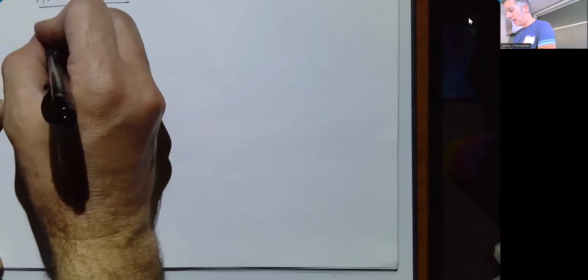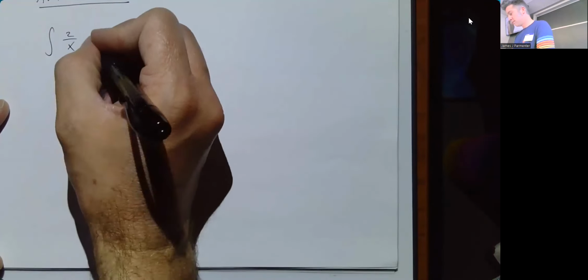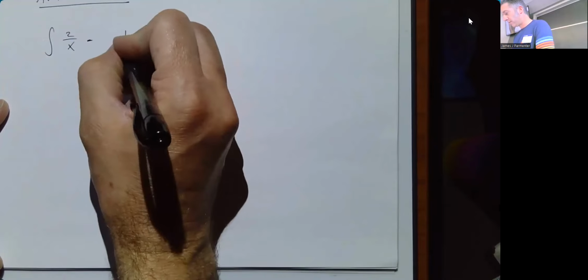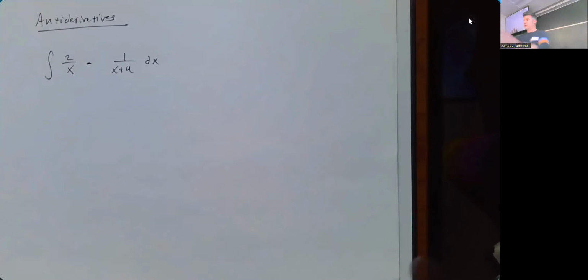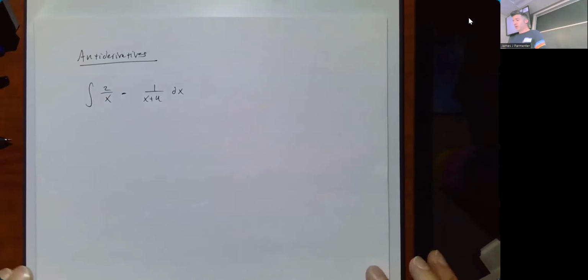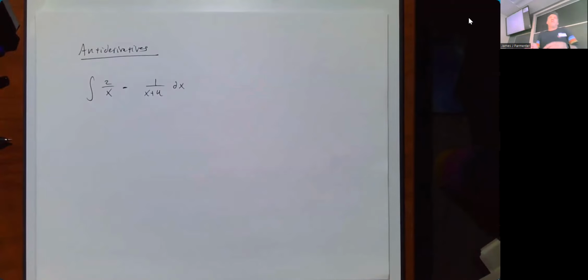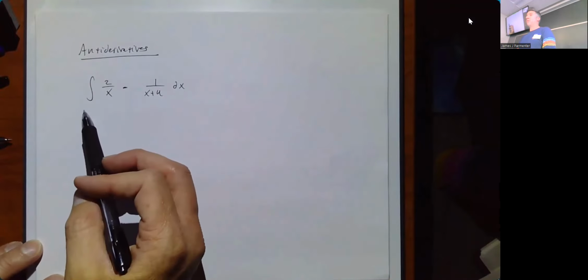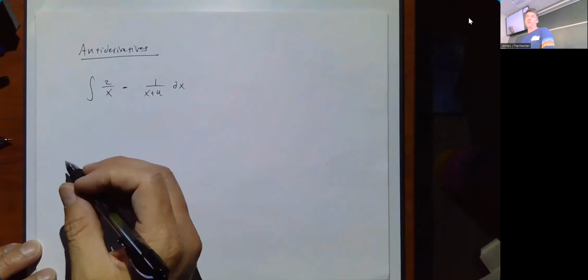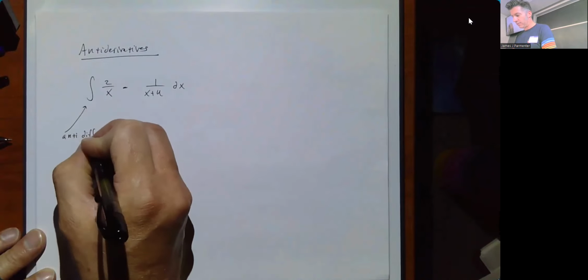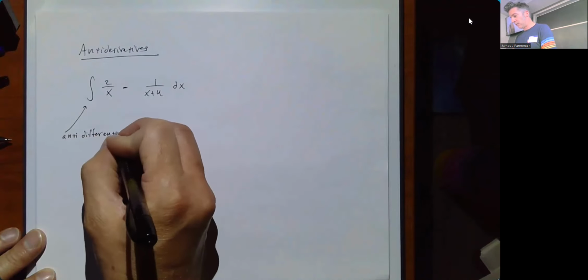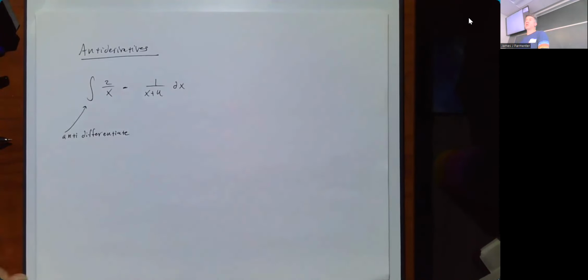Let's say I want to find the antiderivative of 2 over x minus 1 over x plus 4. And I'm just going to point out, this is how I'm usually going to write an antiderivative now. I'm not going to say the function f of x is this, and the antiderivative is capital F of x. Let's just use the standard notation, the indefinite integral symbol, to mean antiderivative. So that just means antidifferentiate, the long word. It's just an instruction telling us what to do.